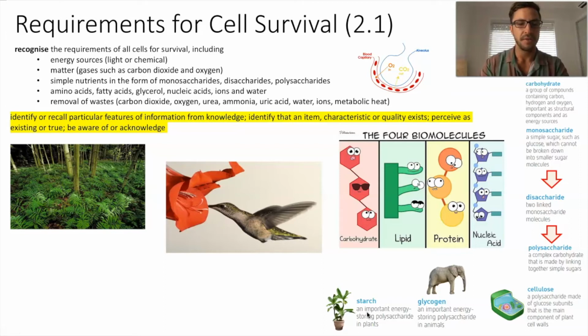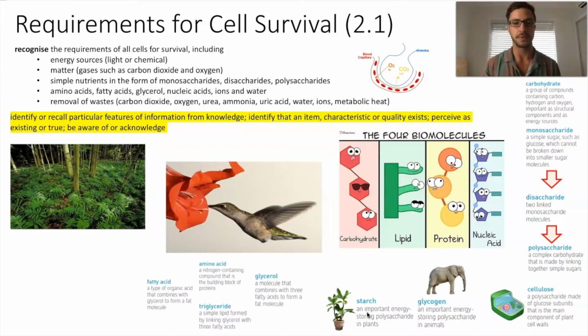A variety of other substances required for proper functioning of cells include the following terms from your textbook. And so there are fatty acids. They're a type of organic acid that combines with glycerol to form a fat molecule. And glycerol is a molecule that combines with fatty acids to form a fat molecule. We also require amino acids. They are a nitrogen-containing compound that is the building block of proteins.